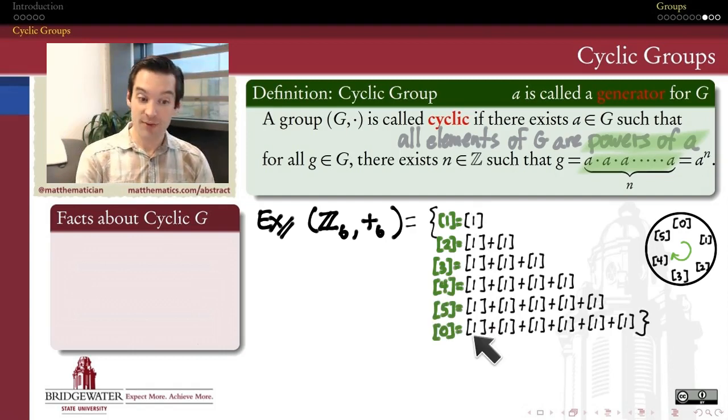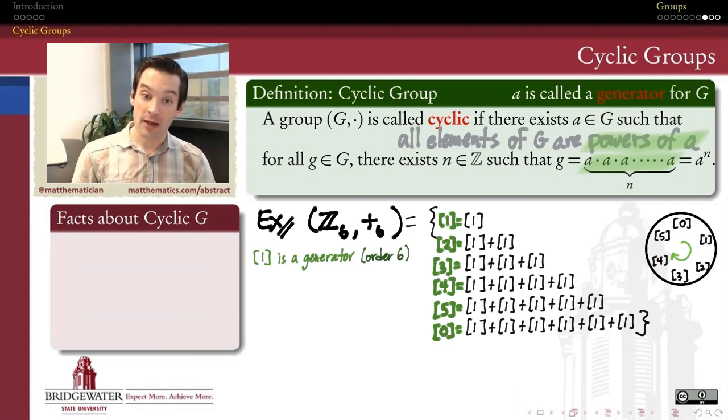As soon as I get to the sixth power, 1 added to itself 6 times, I am back at the residue class of 0, which is the identity element in my group. And so I can account for all the elements of this group by taking powers of the element 1. What you notice is that the order of this element is 6, because the first power is not the identity, the second power is not the identity, neither is the third, the fourth, or the fifth power, but the sixth power is. But it's not the only generator that we could come up with for this cyclic group.